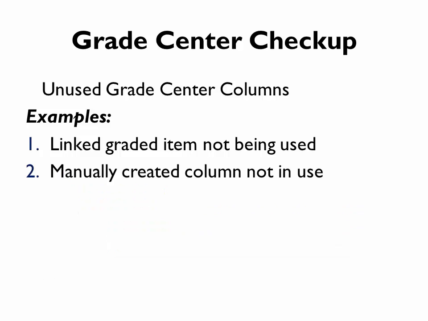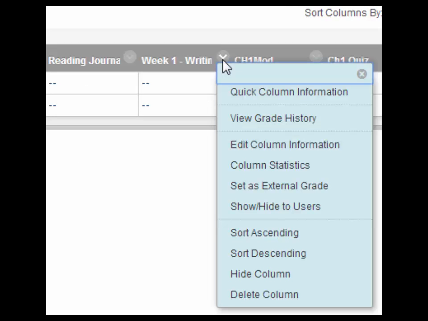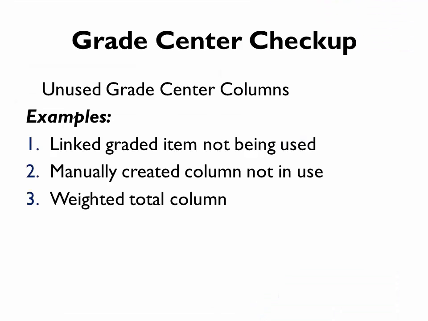The next example includes Grade Center columns that were created manually, and these are easy to delete. Open the contextual menu for the Grade Center column and then click Delete. Another column you might consider deleting is the weighted total. If you do not use this column, delete it because it serves no purpose for you or the students.